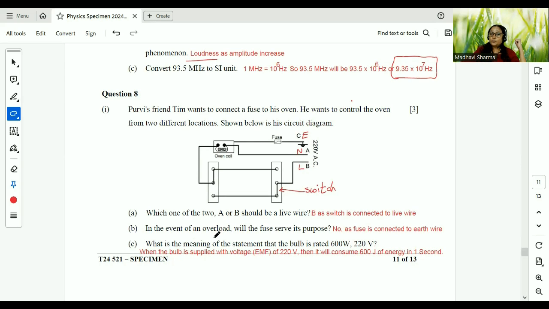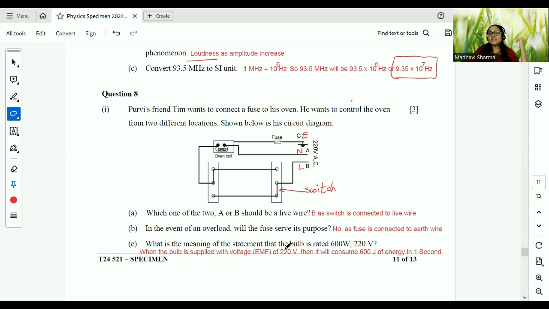In the event of an overload, will the fuse serve its purpose? No, the fuse is connected to the earth wire. Because if you see, the current will go from B, travel to the switch, and when the switch is pulled down, go on, and A will serve as the neutral wire. So C is the earth wire. Nothing happens when the fuse is connected to the earth wire.